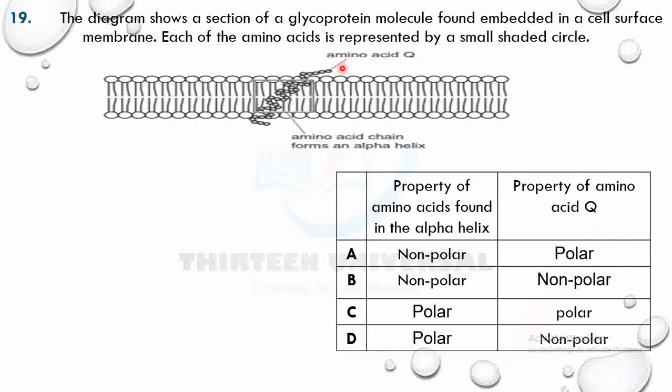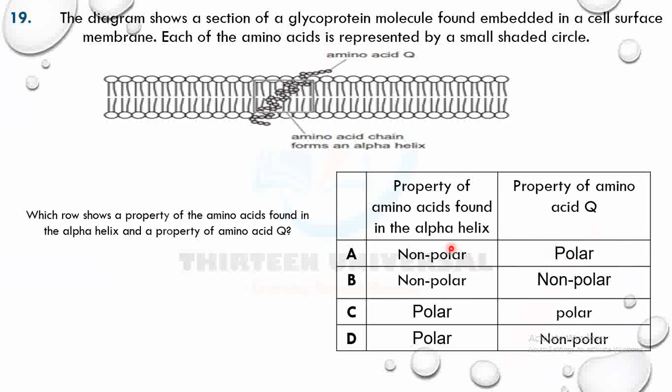Now the amino acid at Q is facing the water environment, so it must be polar. Is that okay? Of course, the question asks which property of the amino acid is found, so you can see that we have found the answer already. A.